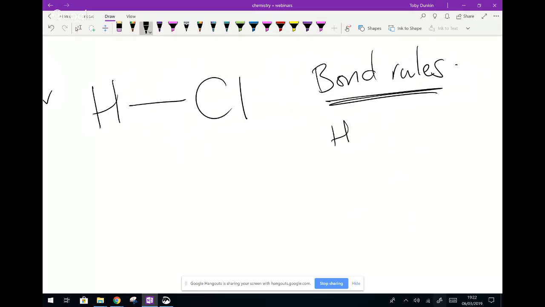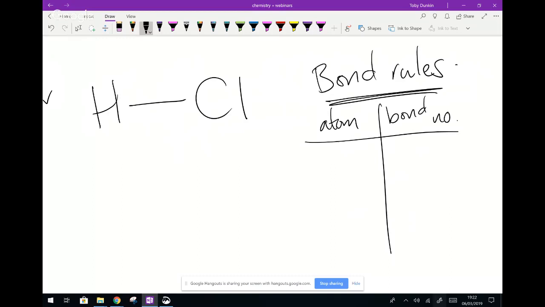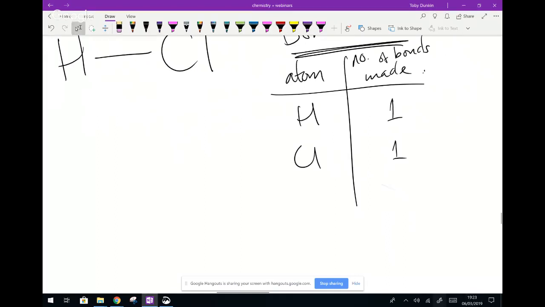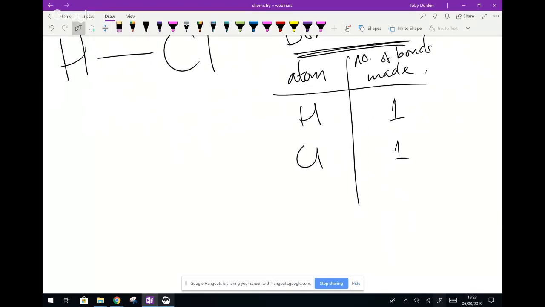But we know hydrogen makes, I'm going to do this as a table. So let's do this properly. Let's do atom and the number of bonds made. Hydrogen makes one bond. Chlorine makes one bond. Now at this point, I go, oh, periodic table.